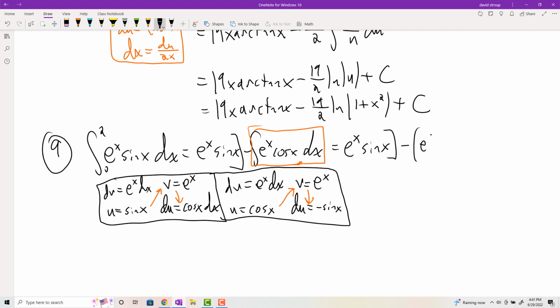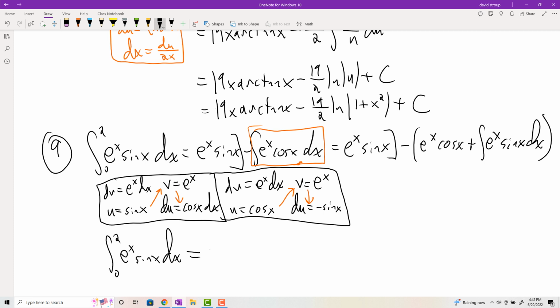So it's e to the x cosine x minus the integral of e to the x times negative sine x. So there'll be another negative. I can apply the integral, that will become plus, and then this will be the integral of e to the x sine x dx. Okay, I'm going to distribute this negative and equate it to the original integral I started with. So I started with this integral from 0 to 2 of e to the x sine x dx.